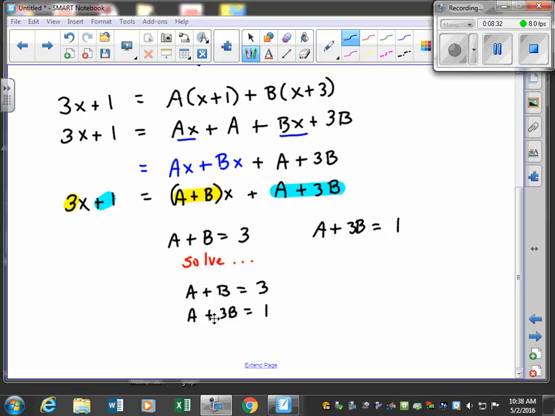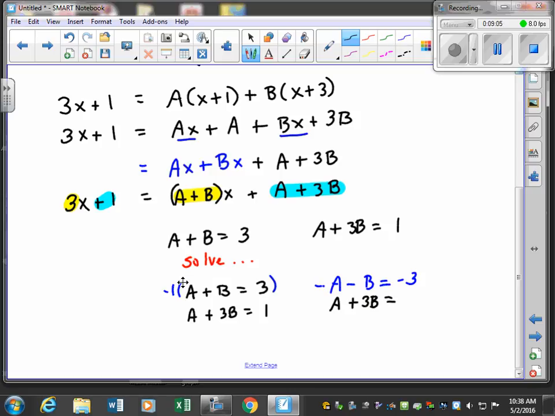So if I set them up, I'm going to solve this system of equations. What I want is something to eliminate. I can work with the a's, or I can work with the b's, and there are lots of options here, but I'm just going to try to get the a's to cancel. So I can multiply this top one by -1, right? That's one option. And if I do that, that would just give me -a minus b equals -3. I leave the second one alone, a plus 3b is equal to 1.